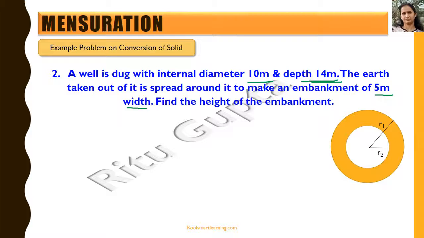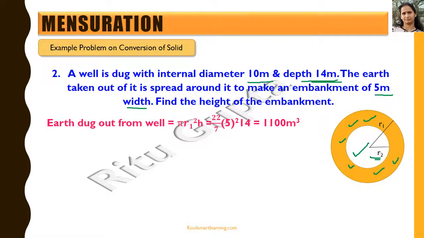So what does this mean? This well is being dug, which is of radius r2. We are taking it to be r2. And now whatever earth is coming out of it, that is spread here in this yellow region as an embankment of width 5 meters. So we are taking the radius of this outer circle to be r1, which is necessarily r2 plus 5.